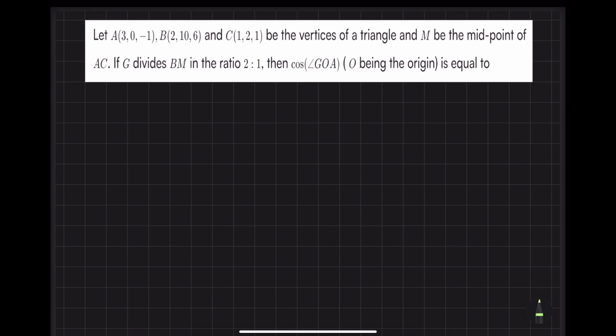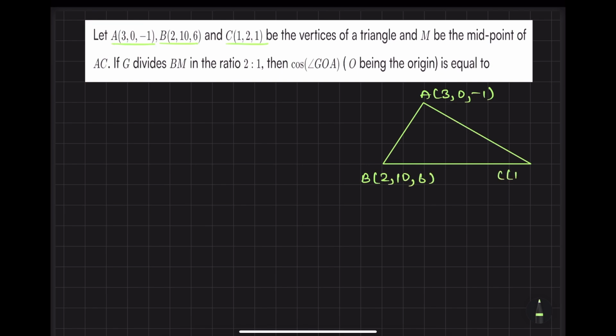So, we got a wholesome new problem which says: let A equals this, B equals this, C equals this, be the vertices of a triangle. Suppose that we need to draw a triangle. Suppose this is your triangle. So it is A. A is (3, 0, -1). This is B. B is (2, 10, 6). This is C. C is (1, 2, 1).